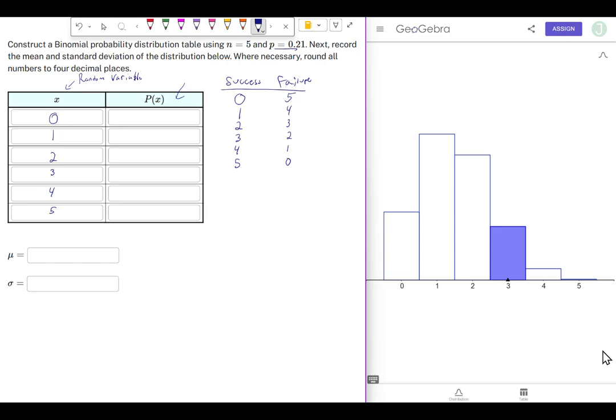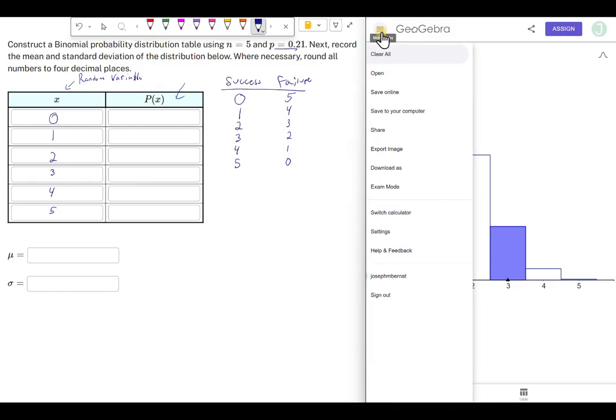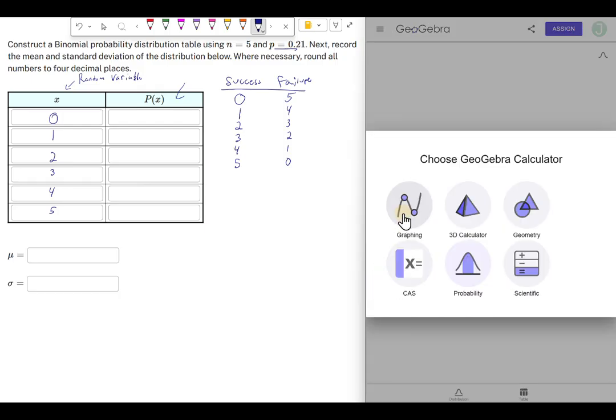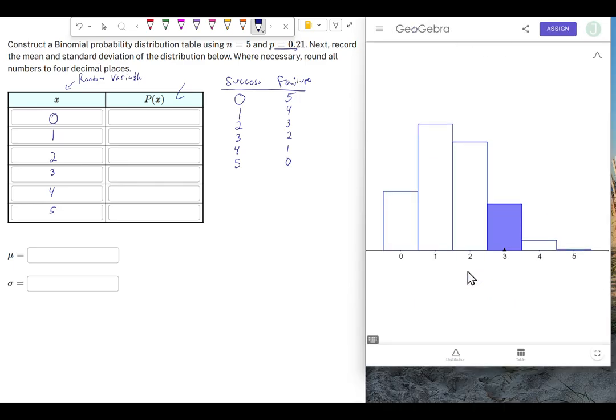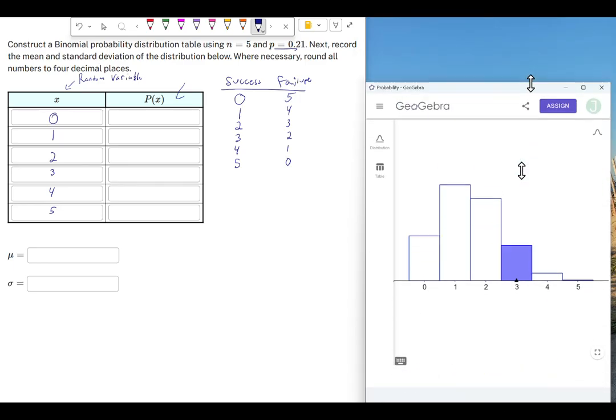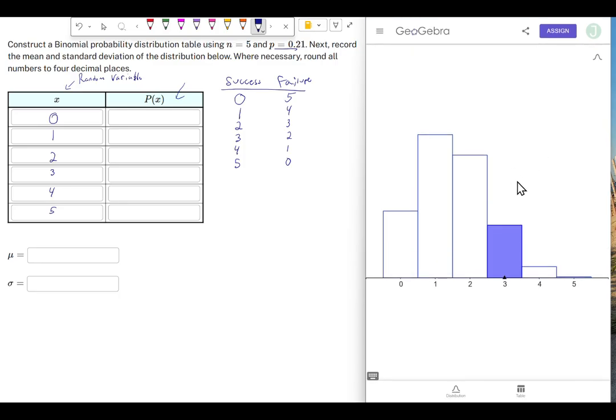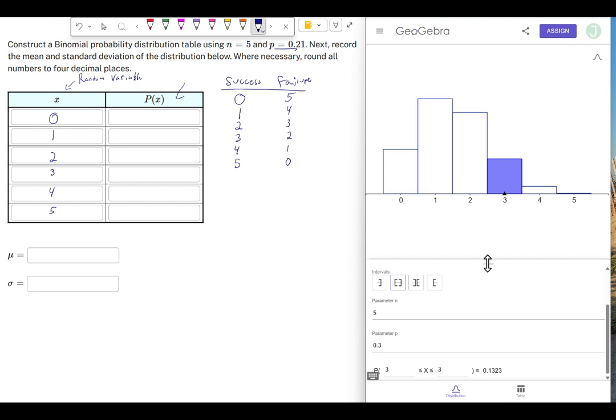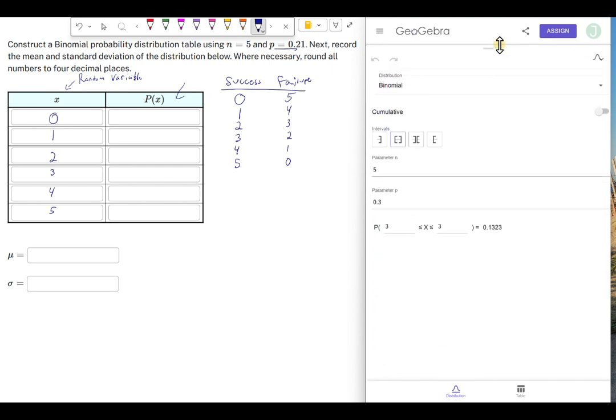The first way to do that is in Geogebra. If you download the calculator suite, you can click on the hamburger or the menu and click to switch calculator. When we switch calculator, we can go to the probability calculator, which will pull up the probability calculator. We've got it now, though. We click on distribution to bring up the distribution. I'm going to hide the graph because we don't need the graph for this.